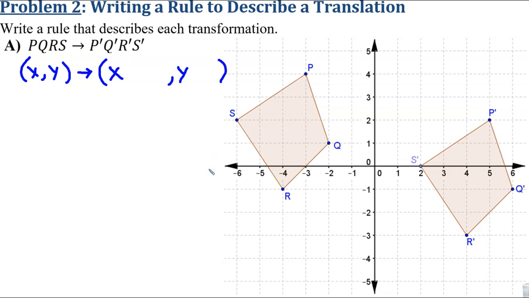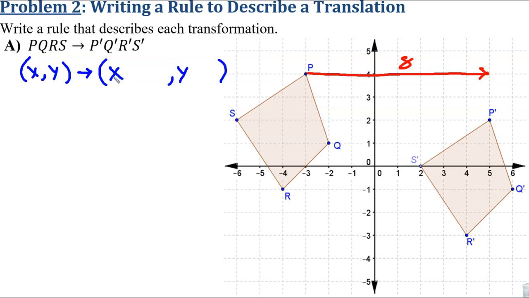Now let's figure out what those somethings are. Okay, I need to pick a point to start off with. We can pick any point on the pre-image. Let's go with the point P. And it looks like to get from P to its corresponding point P prime, we've got to go right 1, 2, 3, 4, 5, 6, 7. Sorry, 8. All right, 8. It's a little hard to count and draw at the same time.